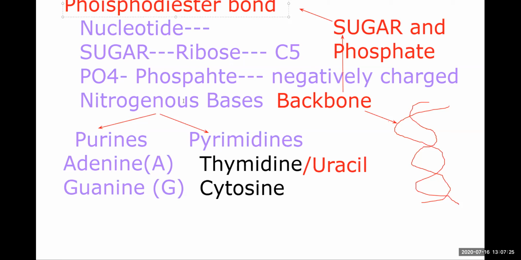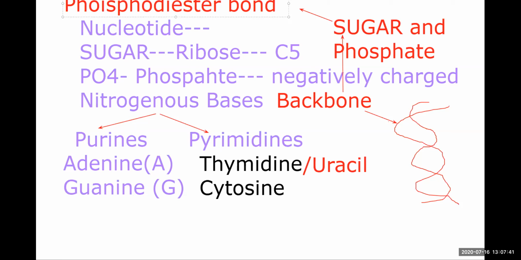And then the third component, which is very important, is nitrogenous bases: purines and pyrimidines, adenine, guanine, cytosine, and thymine in DNA. In RNA, there's no thymine, it's uracil.